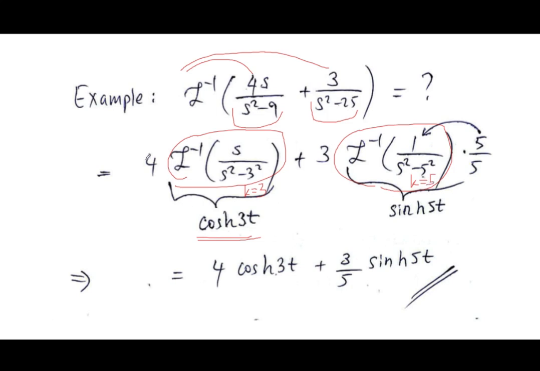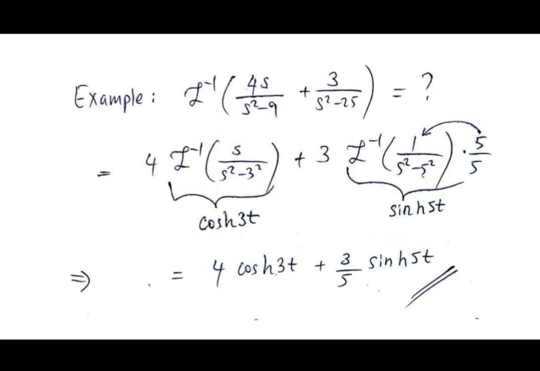So basically we have 4 times the hyperbolic cosine 3 times t, and then we have 3 over 5, because in the numerator here we have 5 missing. In order to complete that, we take this 5 inside, and then we are left with 3 over 5 times the hyperbolic sine 5t. So these are all the examples for demonstrating the application of the inverse Laplace transform method.